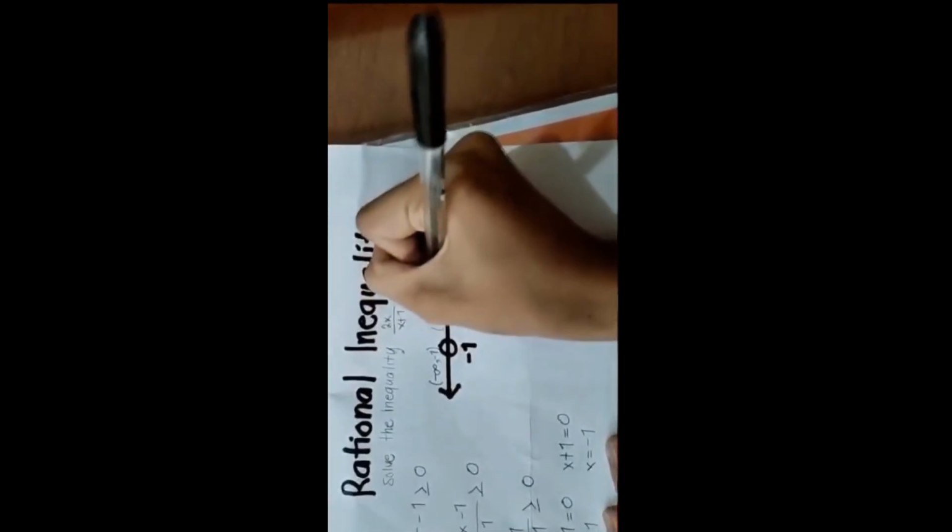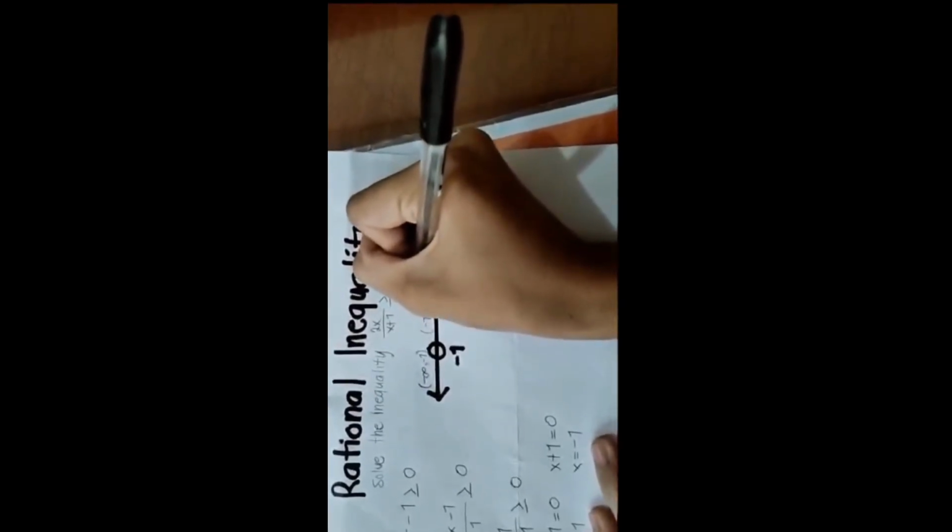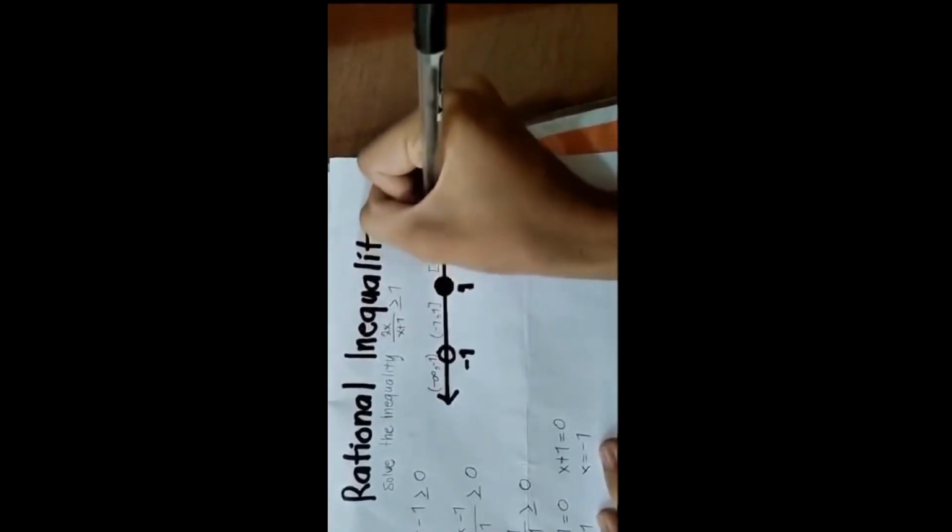We have 3 intervals. Our intervals are negative infinity and negative 1, where we use open and close parentheses. In the middle, negative 1 and positive 1, we use a parenthesis and a bracket. Here, positive 1 and positive infinity, we use a bracket and a close parenthesis. And next, we will find out which intervals are part of the solution.